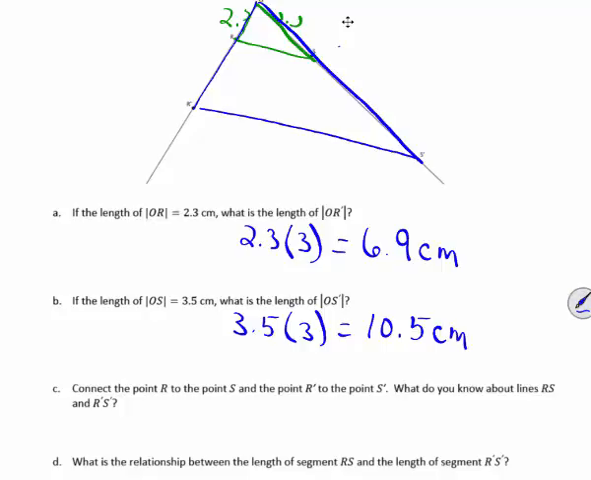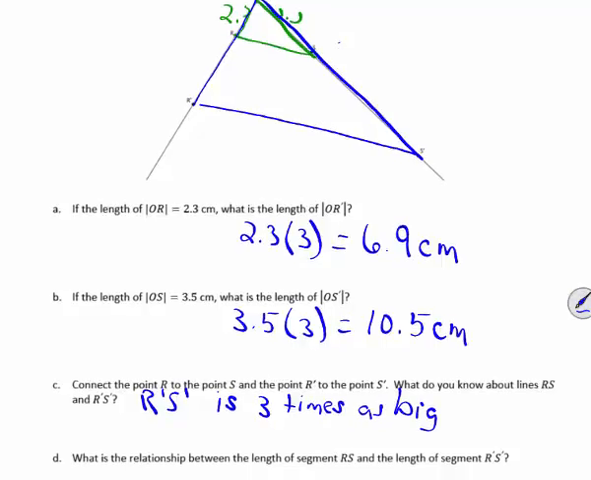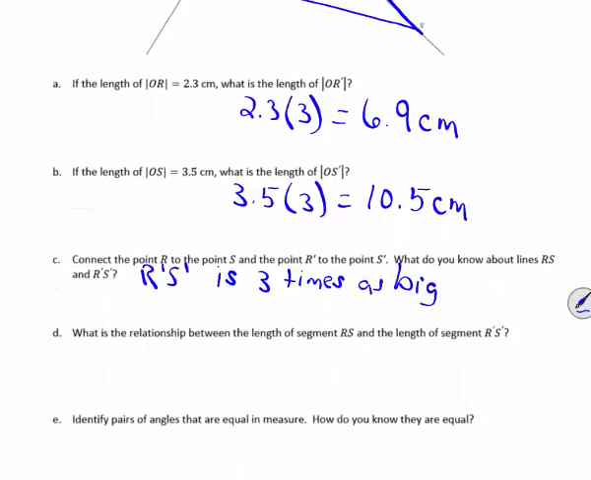Well, we know a couple of things. We know that R prime, S prime is 3 times as big. We also know that by doing that, we have now created parallel lines. So RS is parallel to R prime, S prime. So what is the relationship between the lengths? We already said that. 3 times as big.